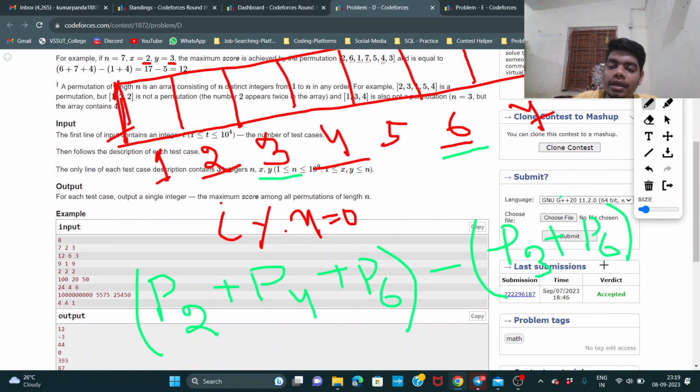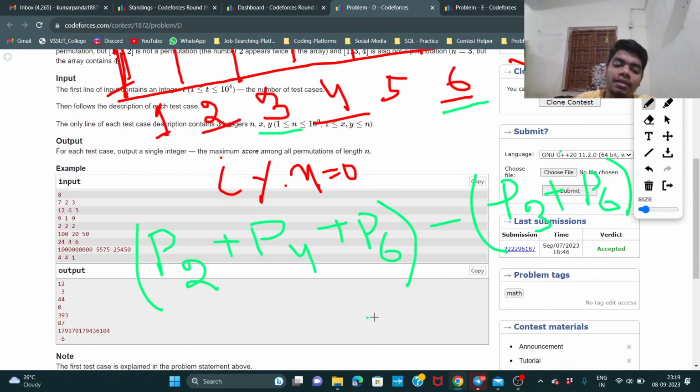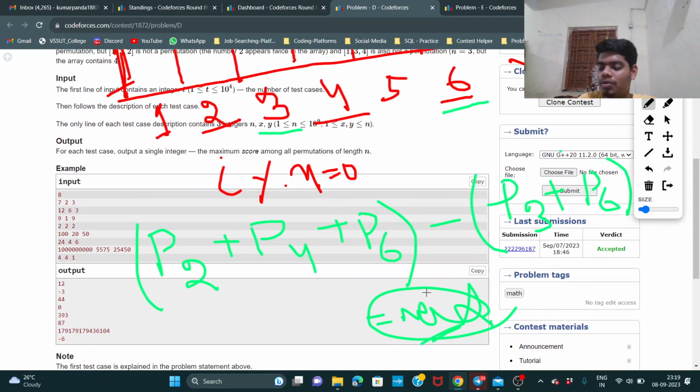What is the meaning of that? Now the indices 3 and 6 are divisible by y. The y value is equal to 3 here. And just find the maximum. What is the maximum possible value? You have to tell the maximum possible value. I mean, you can arrange the elements in the permutation in any order. It's up to you. You just have to tell the maximum value, how you can maximize.